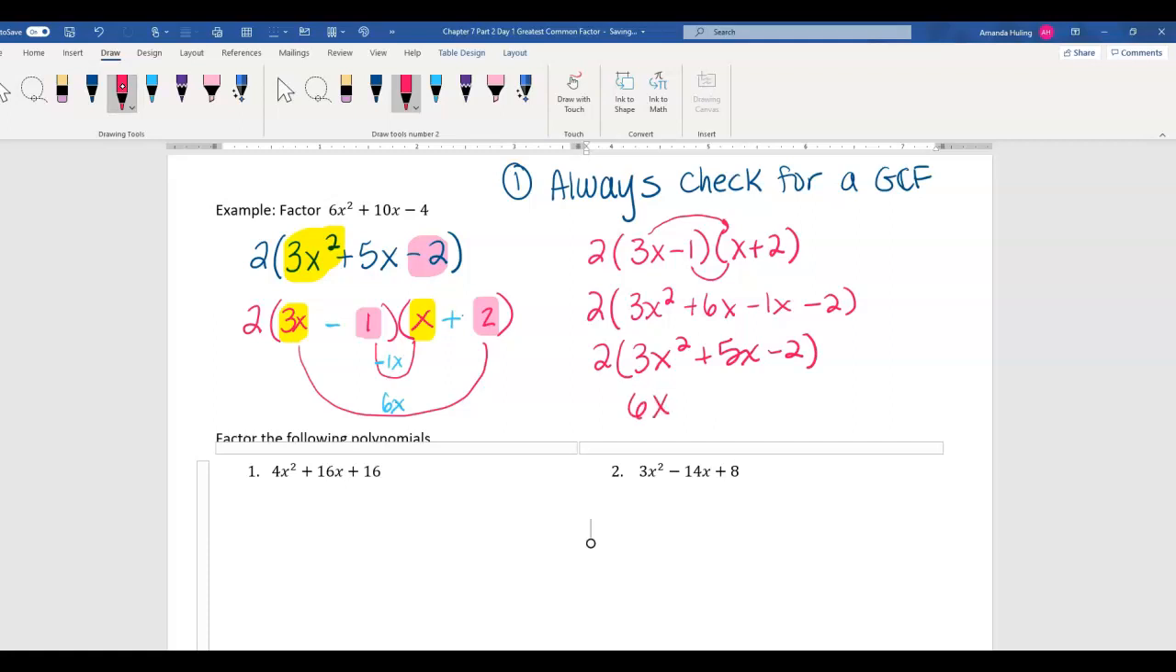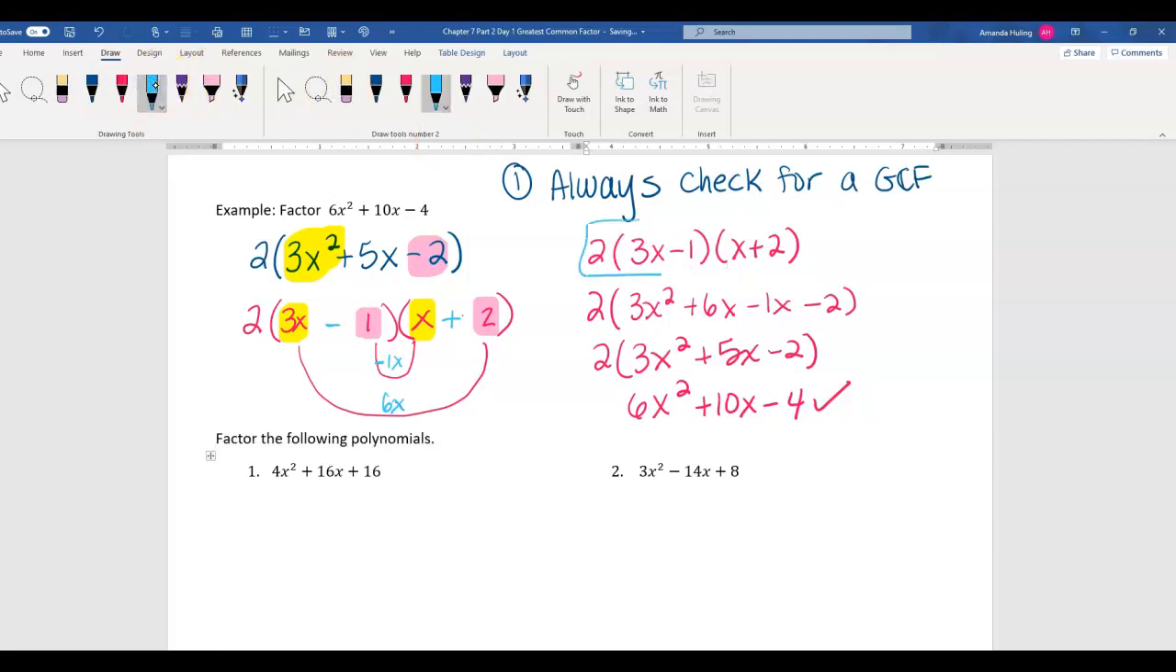Go ahead and distribute that through. 6x squared plus 10x minus 4. And the beginning matches the end. So that is my final answer right here. And I'm going to highlight that and be done.